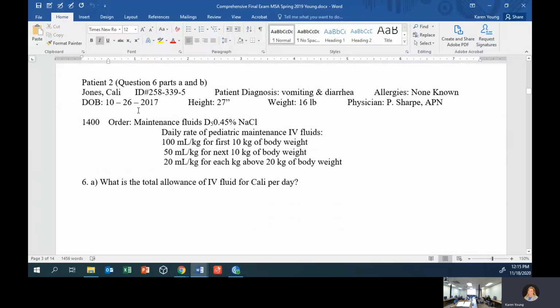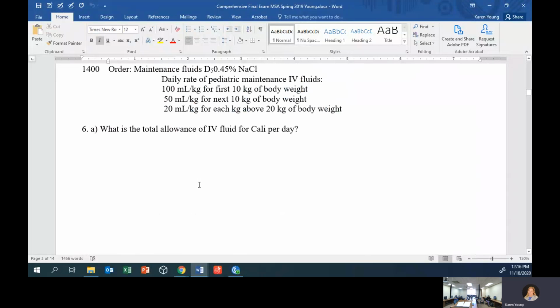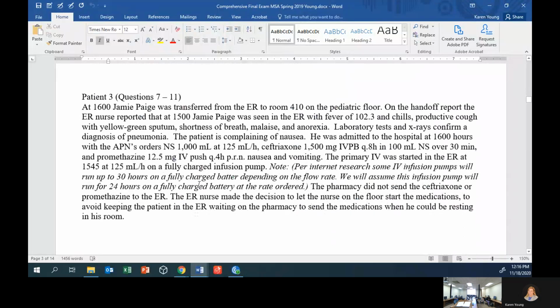Then you have patient 2. There are 6 questions for this, or question 6 has A and B. But this all refers back to this patient, who is Callie Jones. She weighs 16 pounds. She was born in 2017, so she's a pediatric patient. So she just gets A and B on number 6.